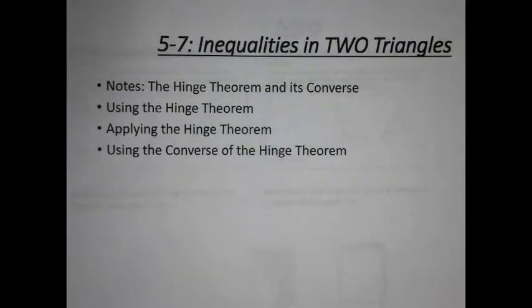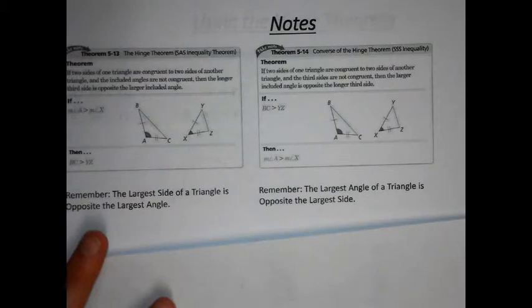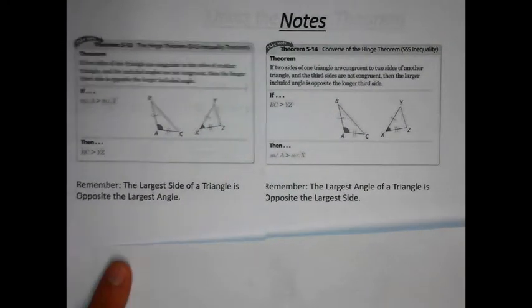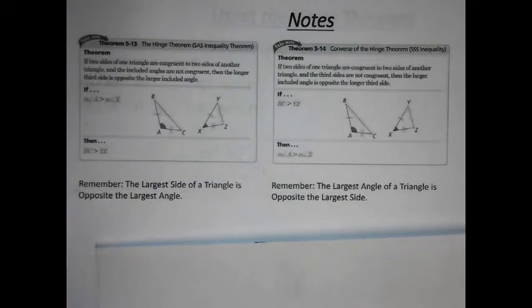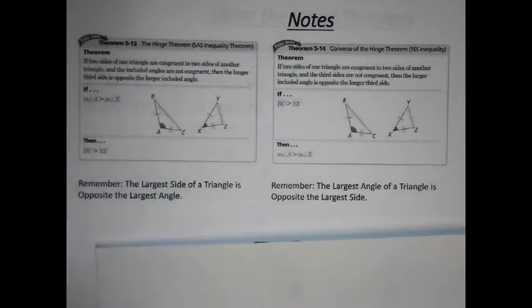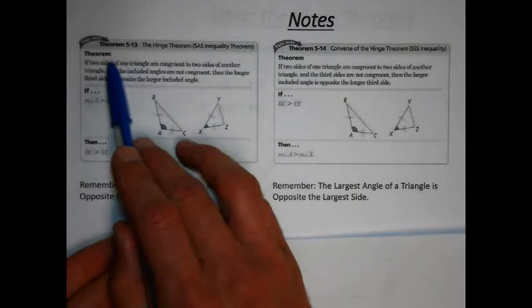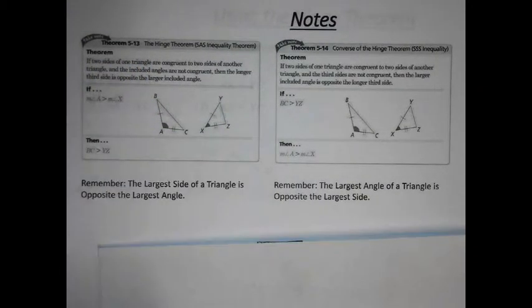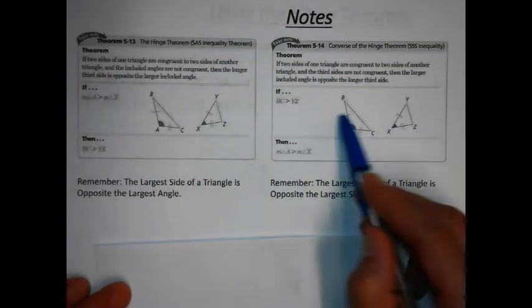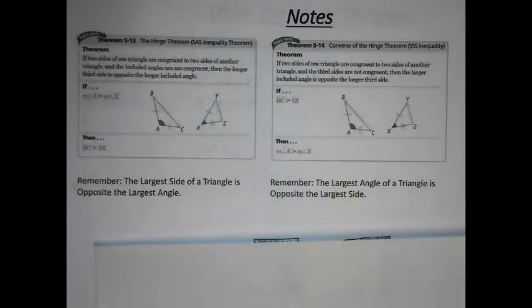So let's talk about the Hinge Theorem. Here are our notes, some good stuff to copy. It's called the Hinge Theorem. It works when you're dealing with two triangles. Notice that whenever the Hinge Theorem applies, you're dealing with two different triangles, and in each case you're dealing with two sides being congruent. In the two triangles, we have two congruent sides.